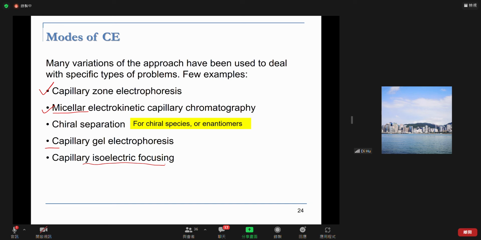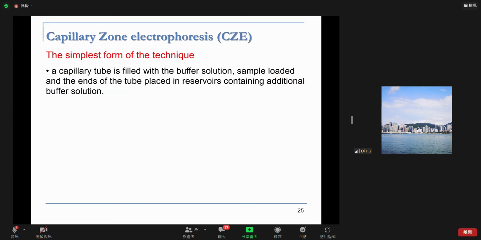Today I hope we can finish the chiral separation, but definitely we will finish the first two. We only have time to talk about the top three. Even the third one, I'm not sure we can finish or not. Okay, so capillary zone electrophoresis is the simplest form of the technique.